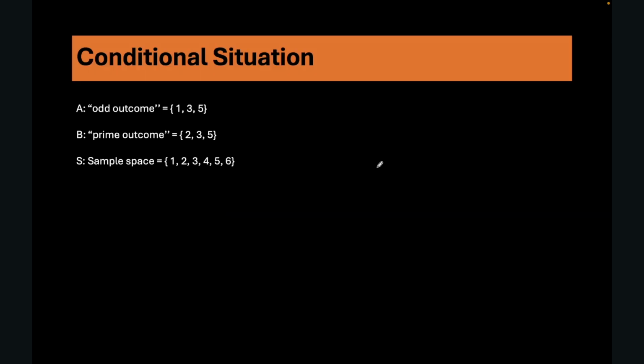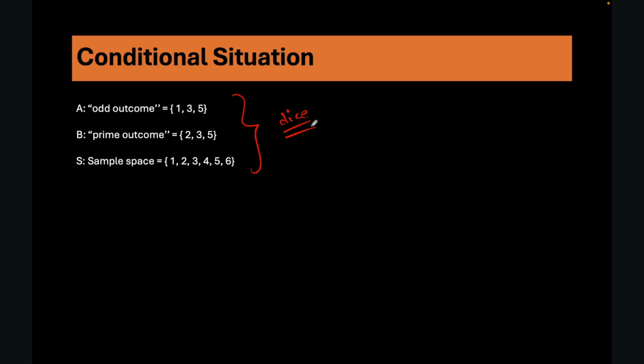Okay, now let's take a look at the most basic example. So we have two events here, of a dice. The first event A is the sample space of getting an odd outcome. The odd outcomes are 1, 3, and 5, naturally. There's nothing complicated about that. Similarly, for getting a prime outcome, there are three possibilities: 2, 3, and 5. And the sample space here is 1, 2, 3, 4, 5, and 6, all the six faces of a dice.